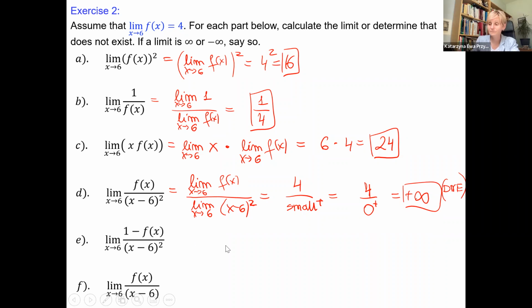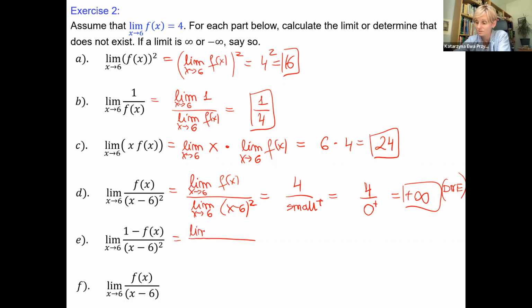Okay, another one. Okay, then let's do the next one. Limit as x goes to 6 of the quotient 1 minus f of x, and the denominator is actually the same as the previous one. So we will use almost the same thing.